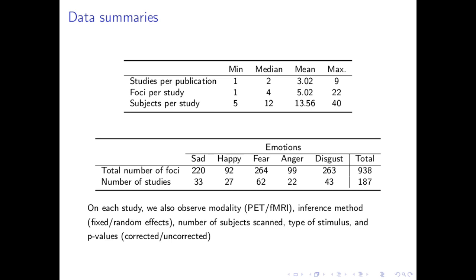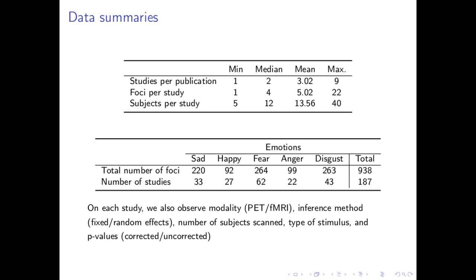On this particular data set, we also have some covariates. We observed the modality. It's not uncommon to put together PET and fMRI studies. So there are two different modalities, but they are often combined in meta-analysis. Now, the inference method, so what type of statistical analysis the neuroscientists run to identify the foci, either a fixed or random effects model, the number of subjects scanned, the type of stimulus, and then this is important, whether the p-values were corrected or not, because again, the neuroscientists run independent analysis at each voxel and then determine whether each voxel is active or not. So you have thousands of p-values and ideally you would correct, but sometimes they're not corrected for multiplicity.